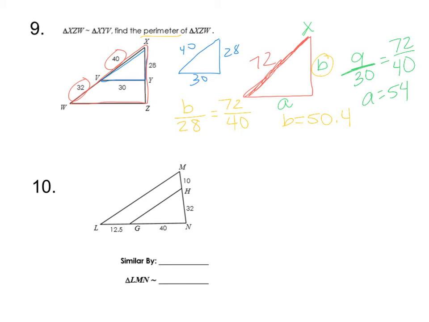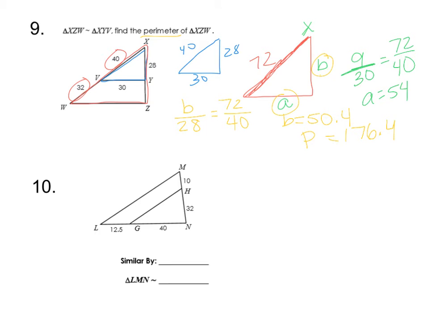So then the question was, what's the perimeter? So perimeter, we're just going to add those up. So a plus b plus 72. So 50.4 plus 54 plus 72, and my perimeter is 176.4. And we're done. All right, next one.